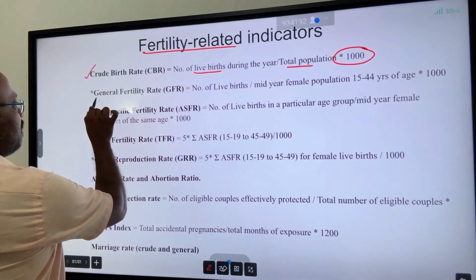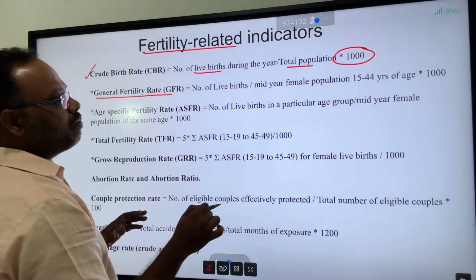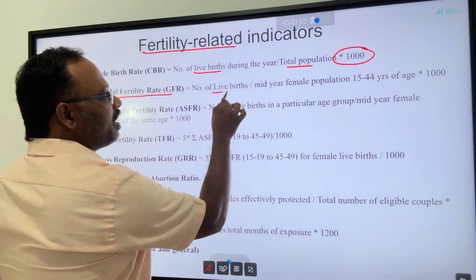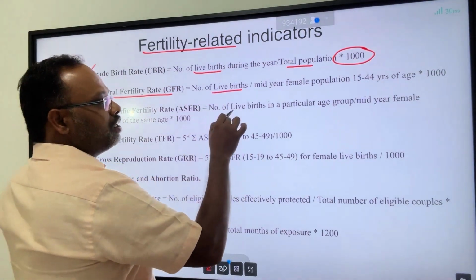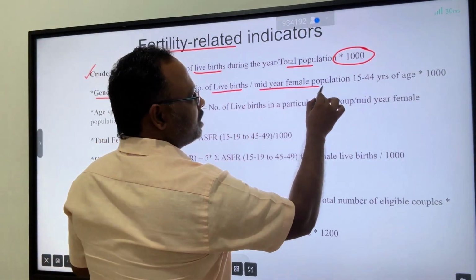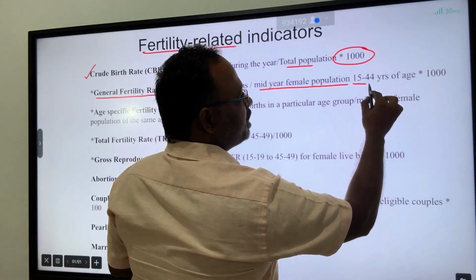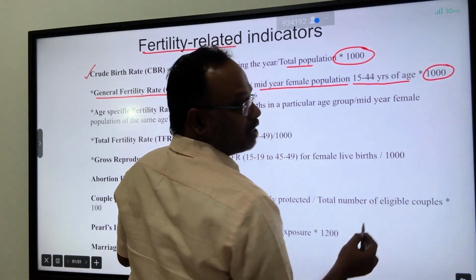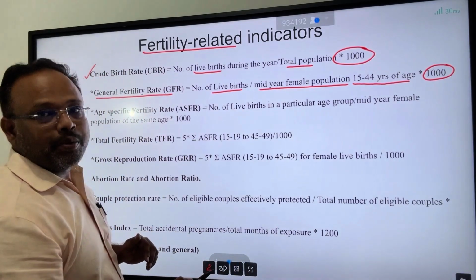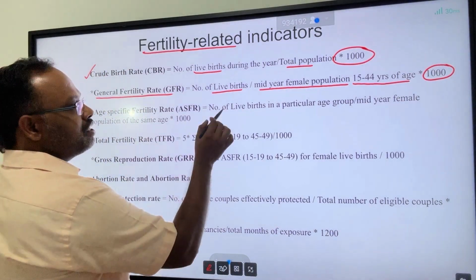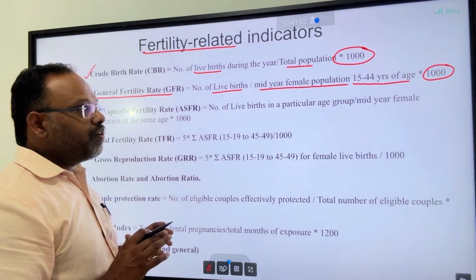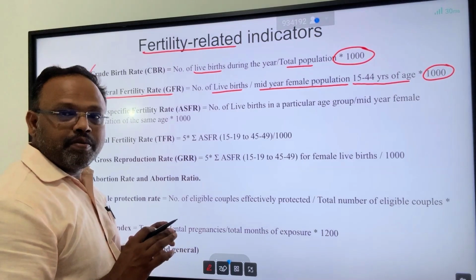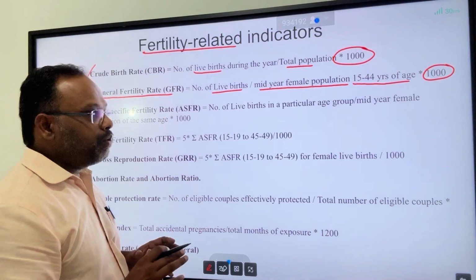Next is the general fertility rate, which is given by the formula: the number of live births among the mid-year female population of the reproductive age group, that is 15 to 44 years of age, expressed per thousand. So it is the number of live births divided by the mid-year female reproductive population, into 1000.